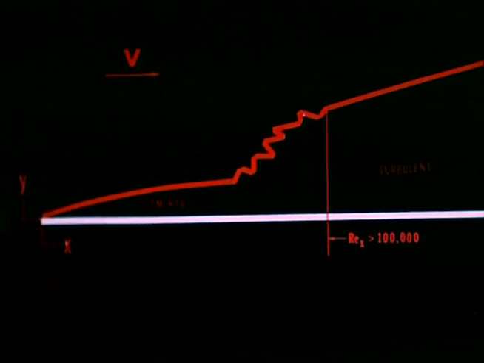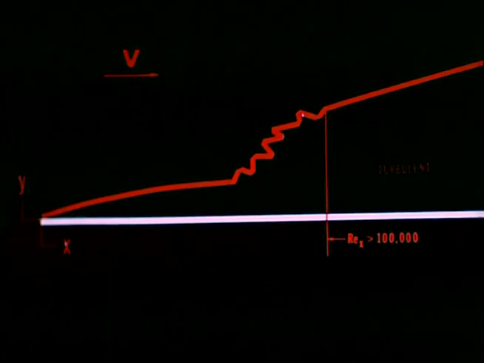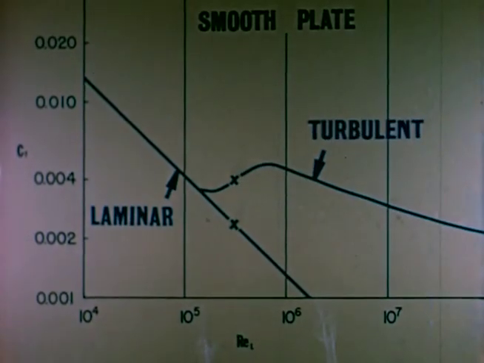Since the boundary layer near the leading edge of a plate is laminar all of the time, the integrated drag on the plate is made up partly of laminar and partly of turbulent friction after the boundary layer becomes turbulent.